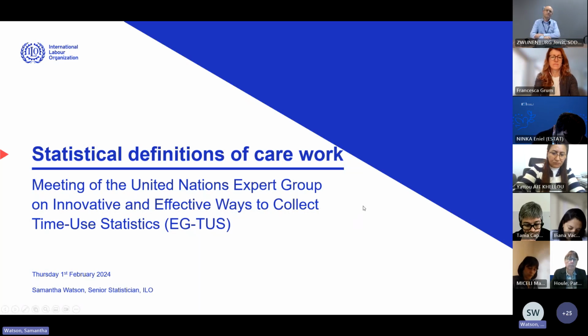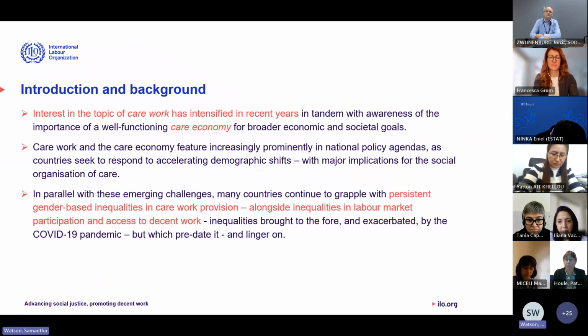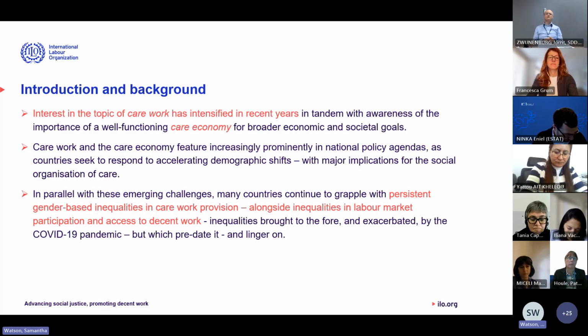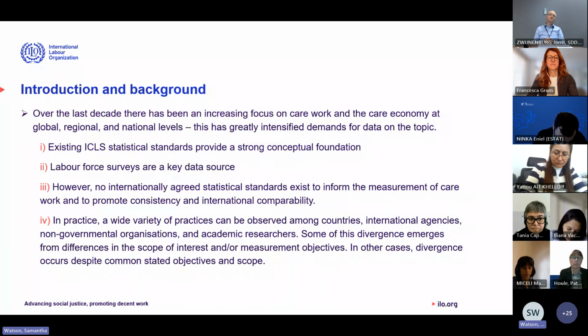So this came about really at the request of our constituents at the ILO. We've seen a big surge of interest in the topic of care work in recent years, in tandem with the awareness of the importance of a well-functioning care economy. It is increasingly coming to prominence in our constituents' national policy agendas as they seek to respond to demographic shifts we're all very aware of, with major implications for the social organisation of care. In parallel, many countries continue to grapple with persistent gender-based inequalities in care work provision, alongside inequalities in labour market participation and access to decent work. Over the last decade, there's been increasing focus on care work and the care economy at all levels, and so the demand for data is really growing as well.